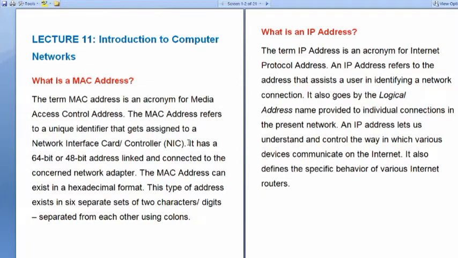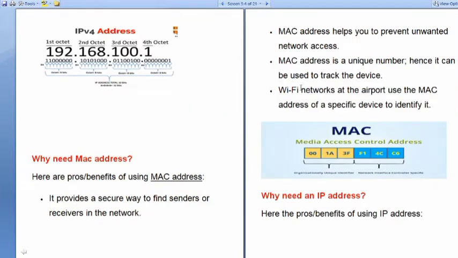Now I will show what a MAC address looks like. As you can see in this picture, the MAC address of a computer looks like this. There are 6 parts in it, right? The first 3 parts, the first, second, and third pair, form the organizational unique identifier.